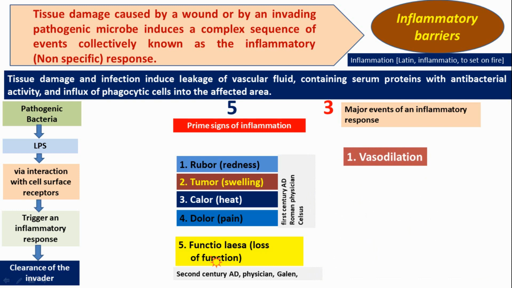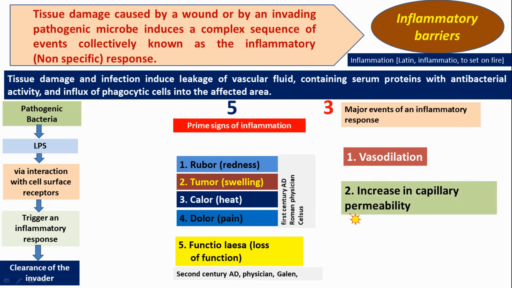What are these three major inflammatory events? The first one is vasodilation, and the second one is increase in permeability. Vasodilation means the diameter of the vessel increases. We will discuss that in the upcoming slides. This vasodilation ultimately leads to an increase in capillary permeability, so the capillaries become more permeable.